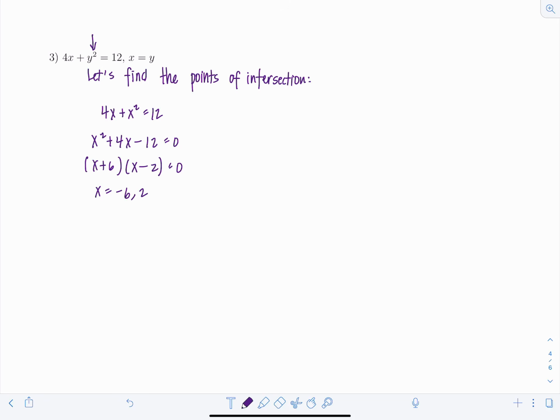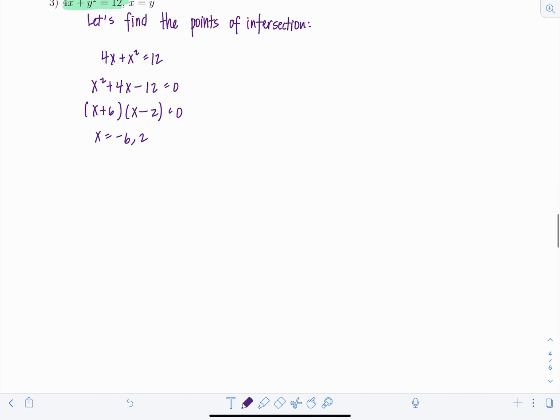So now I'm going to make my table. Notice this parabola here, though, it is not a function of x. So what I'm going to need to do is isolate y, right? And y would be equal to plus or minus the square root of 12 minus 4x. So I'm going to use that when I'm making my table now. So we'll have x equals y, that one's easy, and then y equals plus or minus the square root of 12 minus 4x. Okay. So here we go.